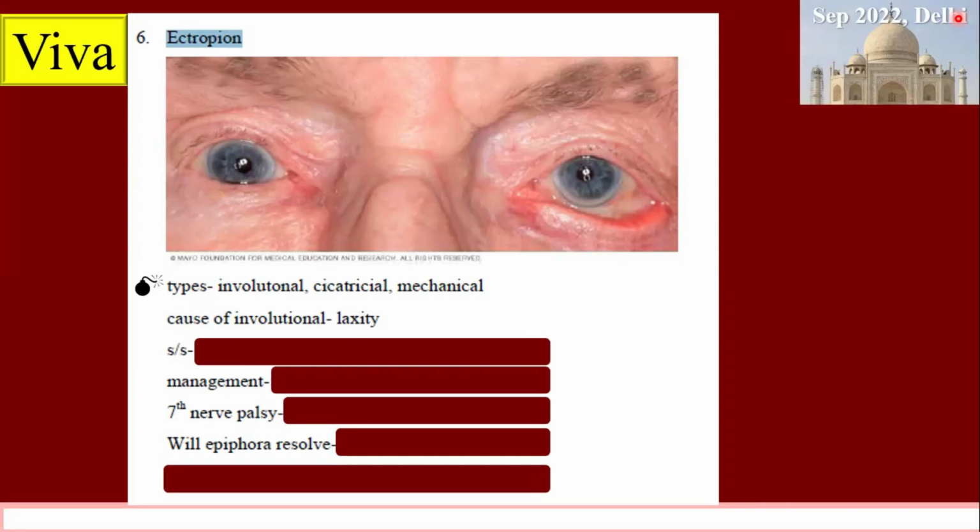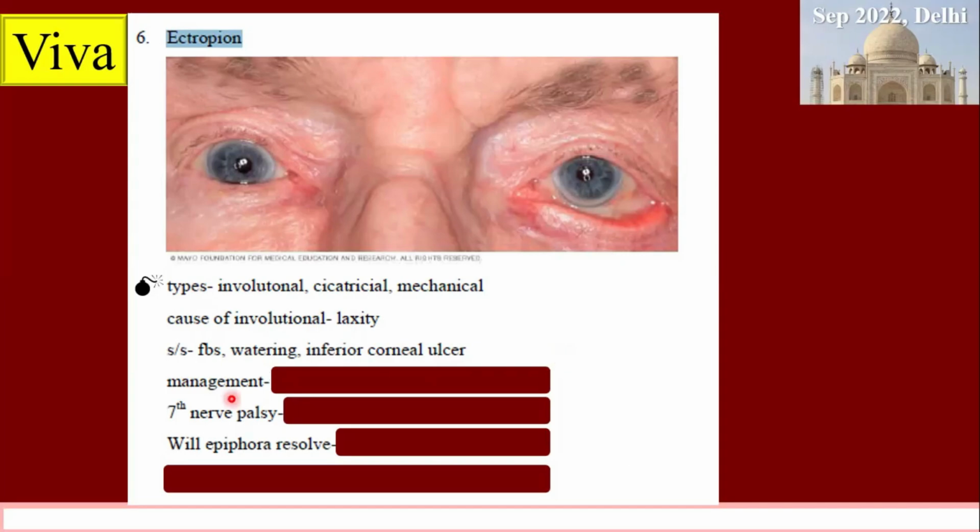Watering and foreign body sensation. Let's see what she said. Foreign body sensation, watering. Okay, but because this is about symptoms and signs, she mentioned as a sign inferior corneal ulcer. She probably meant exposure keratopathy, which is mainly inferior. Thank you.